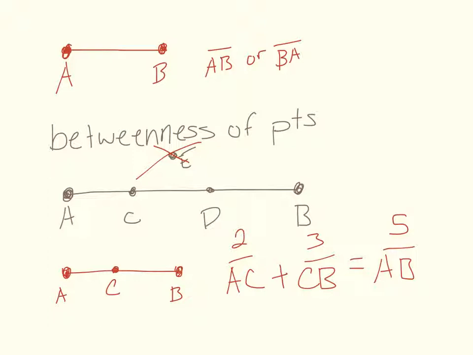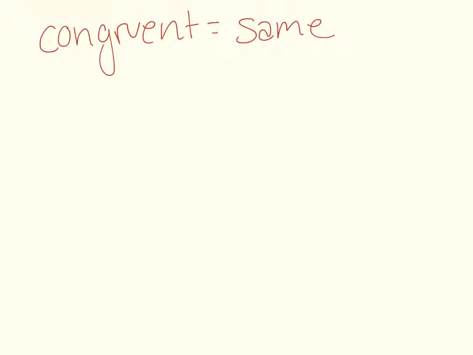And last but not least, congruent segments. Congruent segments are when we have 2 segments that have the same measure. So congruent equals same, if that's how you want to remember that. Sure you've heard that word before. So let's say we have 2 segments here, not drawn to scale. We have segment AB, we have segment DG.